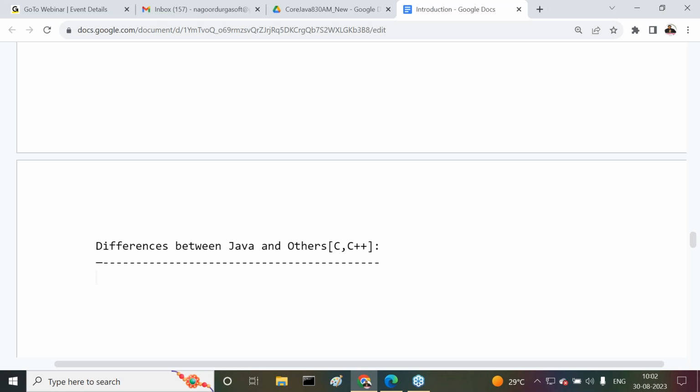Once we complete the differences between Java and others, then Java features, Java naming conventions, and apart from this the Java programming format, the total introduction part will be completed. Then we will start our first application development. Time to time I will provide the schedules to you. Try to follow the schedules, and easily we are able to complete our content in less time.